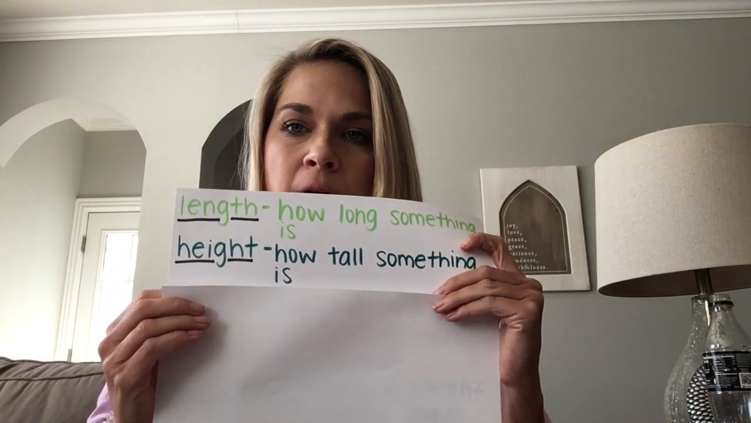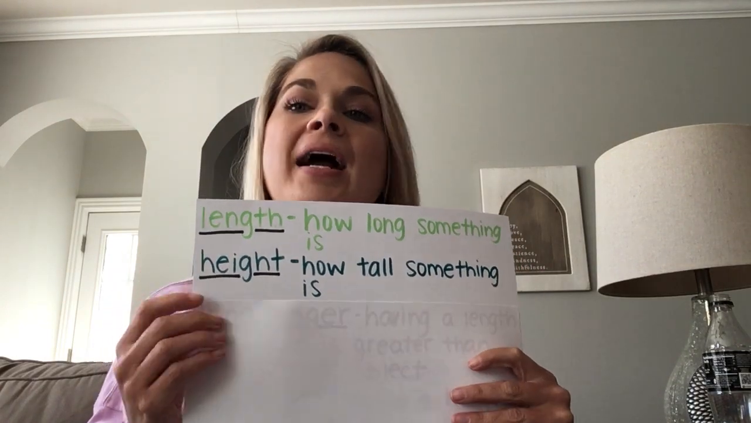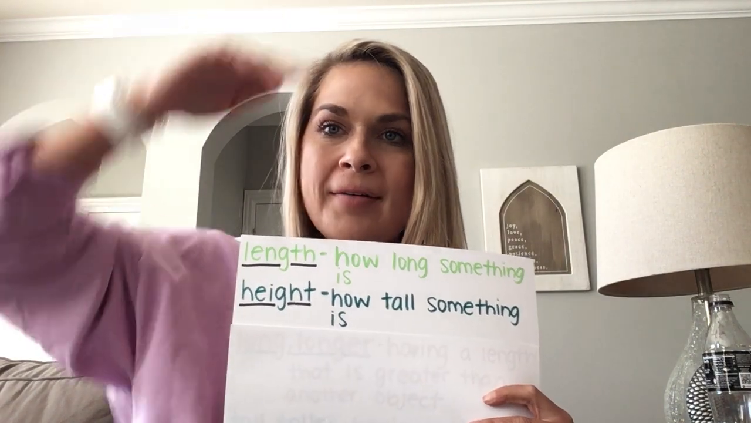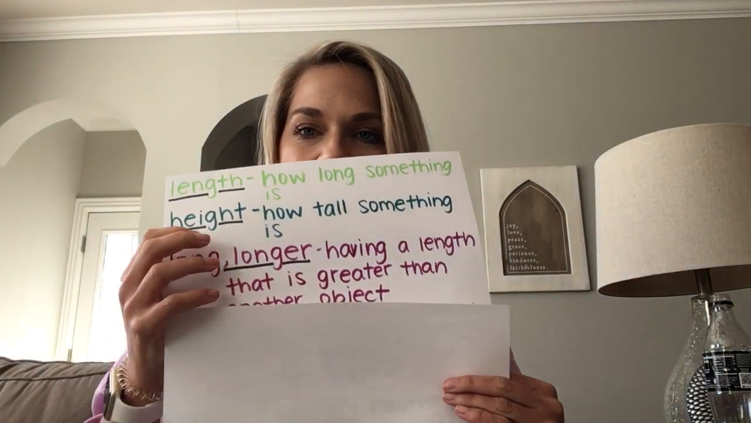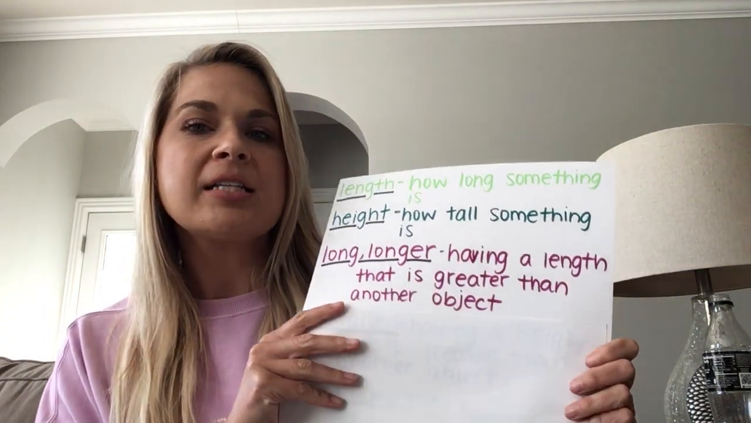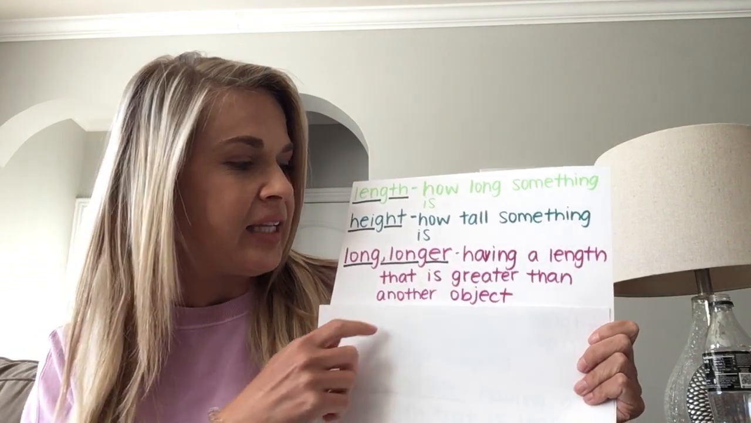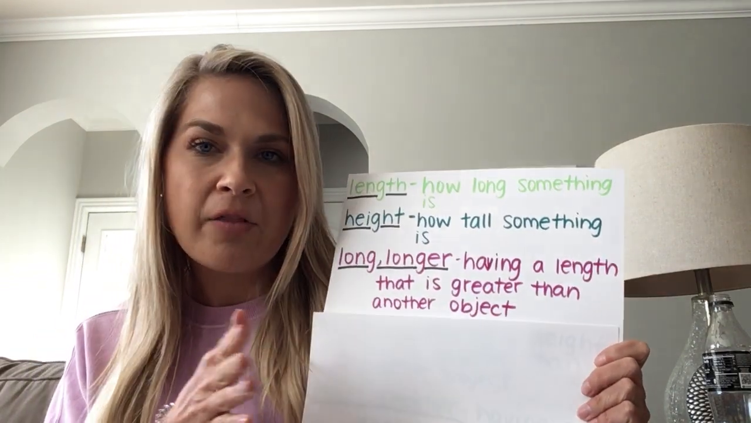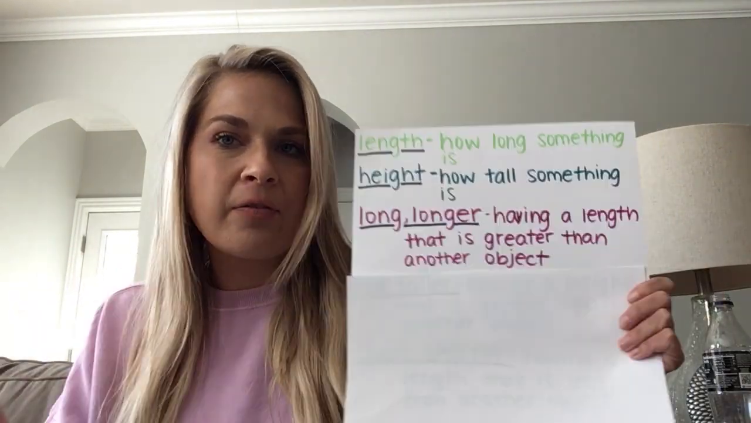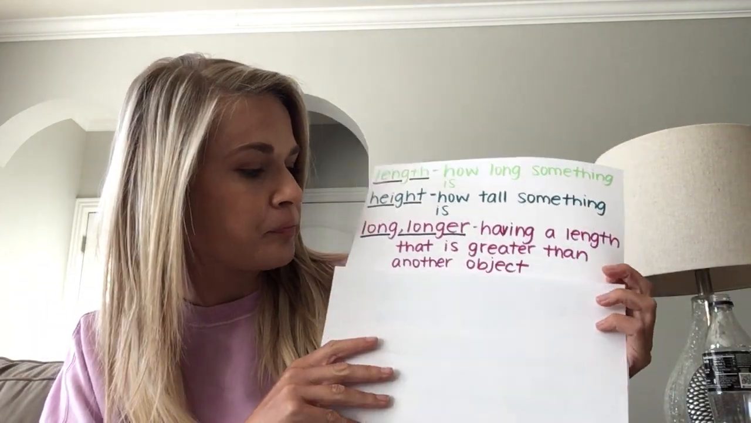Okay? Another vocabulary word and a way that we can describe things is by the height. Height is how tall something is. Say that. How tall something is. Good. And then we have long or longer. If an object is longer, it's having a length that is greater than another object. So it's longer. It goes farther. It's longer.